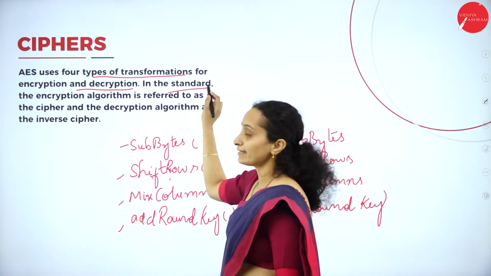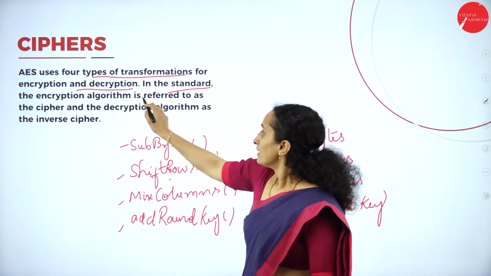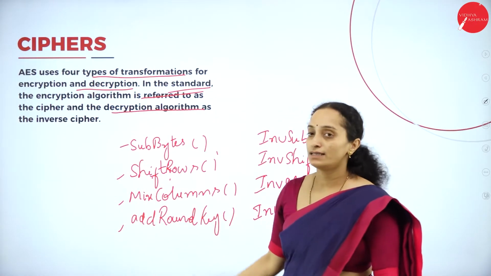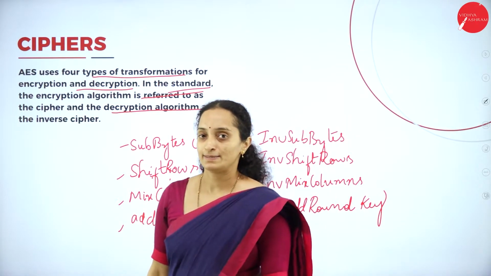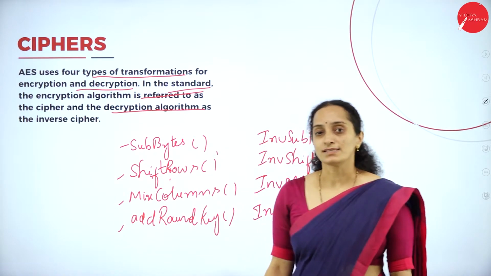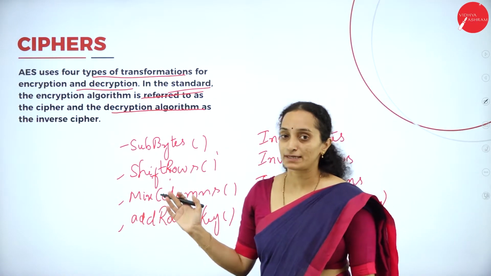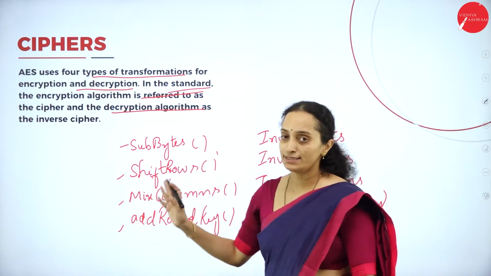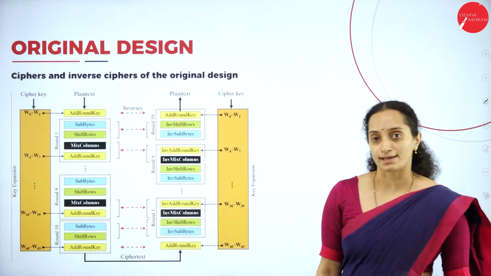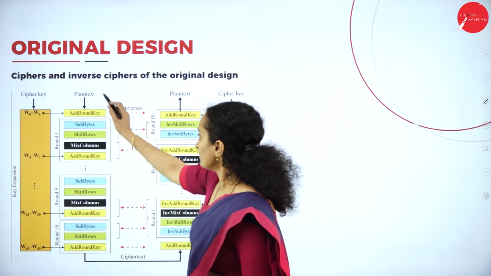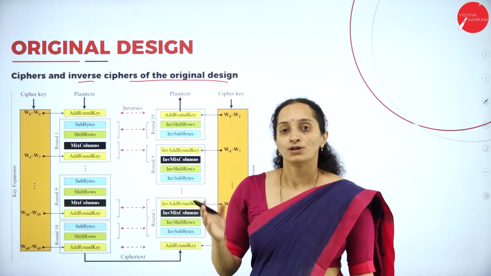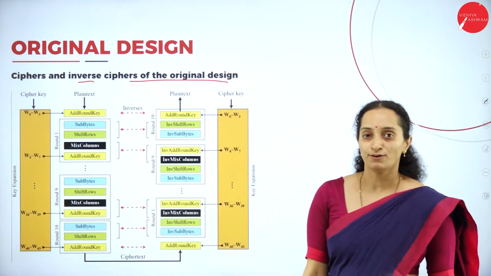Okay. In the standard encryption algorithm, it is referred to as the cipher method, and decryption is referred to as the inverse cipher. So, this session is all about knowing how ciphering, or encryption, can be done using these 4 methods. This is the original design of the AES cipher, where ciphers and inverse ciphers are designed to reverse the order of the functions.